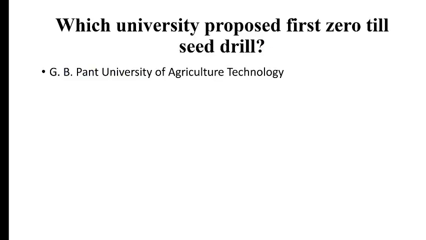Again, which university proposed the first zero till seed drill? GB Pant University of Agriculture and Technology, Pantnagar, made the first zero till seed drill to adopt this zero tillage.